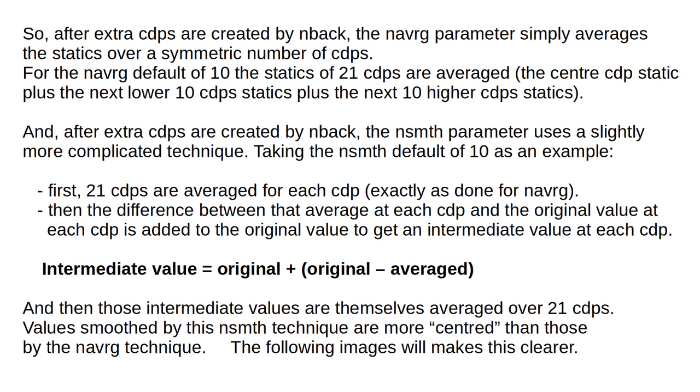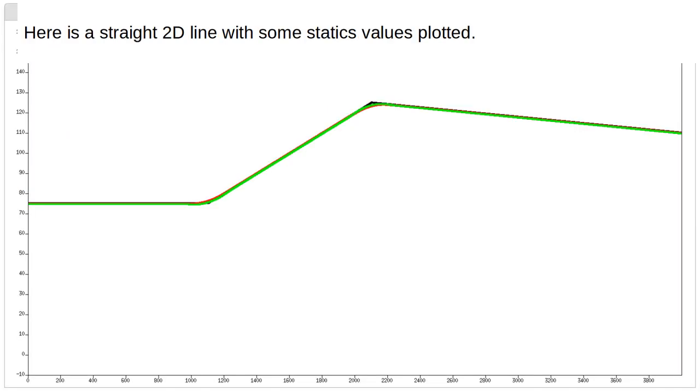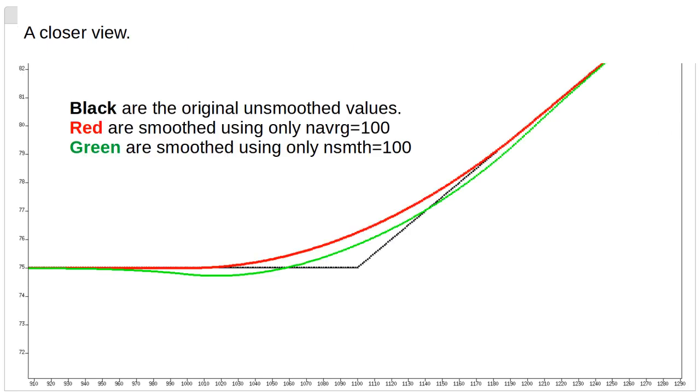The following images make this clearer. Here is a straight 2D line with some statics values plotted. A closer view. Black are the original unsmoothed values. Red are smoothed using only navrad equals 100. Green are smoothed using only n-smooth equals 100.